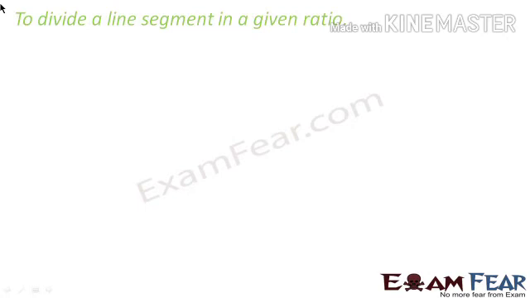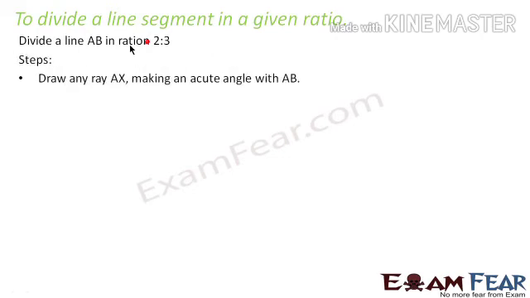So the first question is how to divide a line segment in a given ratio. The question says we have to divide the line AB in the ratio 2:3. So there's a line AB, and we have to divide it in the ratio 2:3. How will we do this geometrically? For this there are steps.